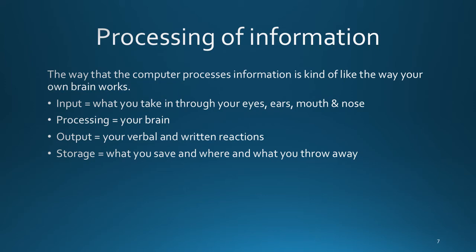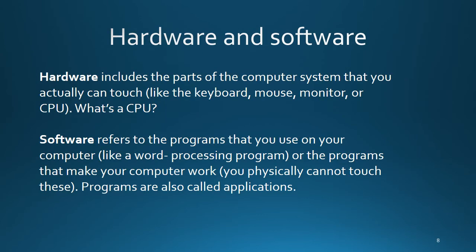Hardware and software. Hardware includes the parts of the computer system that you actually can touch, like the keyboard, mouse, monitor, or CPU. What's a CPU? Software refers to the programs that you use on your computer, like a word processing program or the programs that make your computer work. You physically cannot touch these. Programs are also called applications.